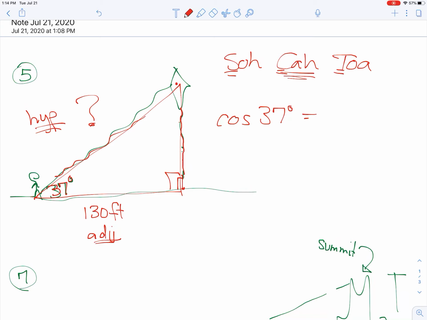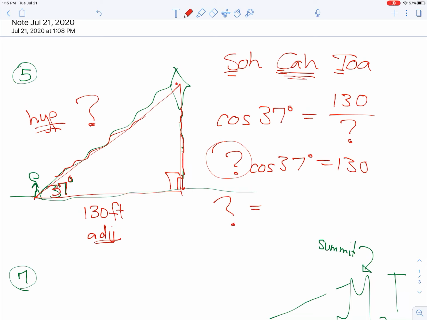And that means the relationship is adjacent 130 over hypotenuse, which we will call question mark. Now to solve this one, you're going to have to multiply by question mark to get question mark times cosine of 37 equals 130, then divide by cosine 37 to isolate the question mark. So the question mark is 130 divided by cosine 37.